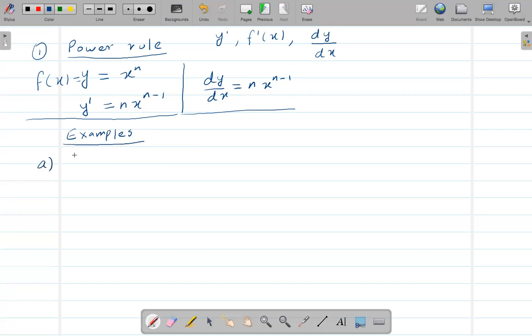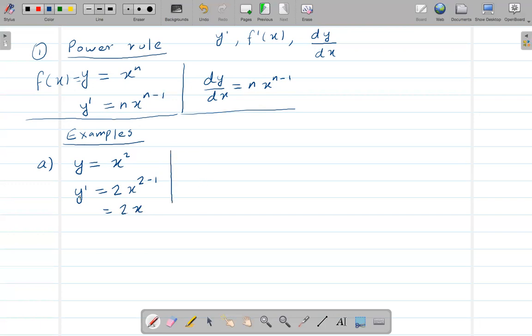For the example, let's say we have y equals x squared. Let's start with a simple one. If you take the derivative of this, it's going to be y prime. Using the power rule, we bring this 2 down here. So 2 times x to the power 2 minus 1, because n is 2. This gives 2 times x to the power 1, or just 2x.